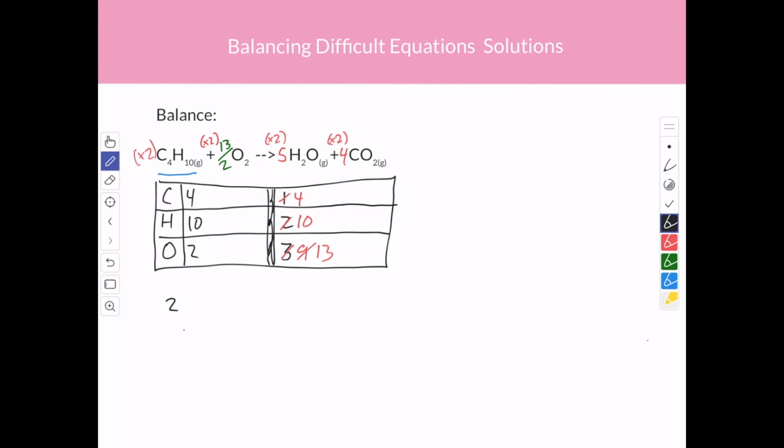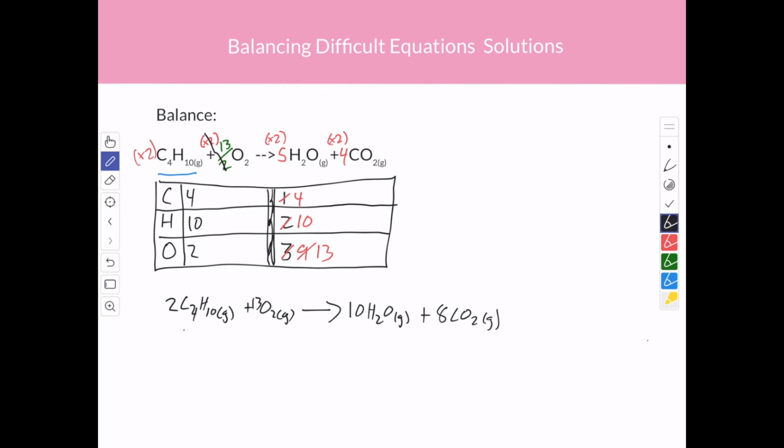So 2 C4H10 gas plus oxygen. That should have said gas up there. That is 13, right? And I should have crossed that out. Yields 10 waters in the form of a vapor plus 8 CO2 gas.